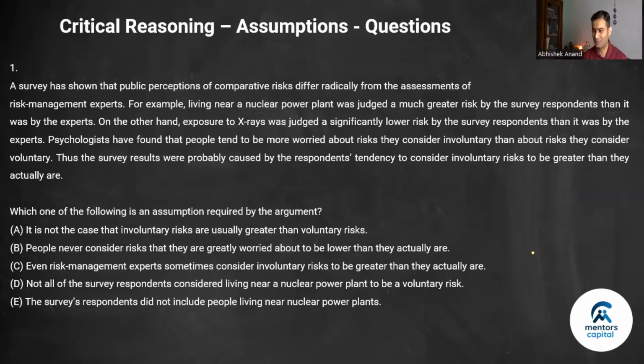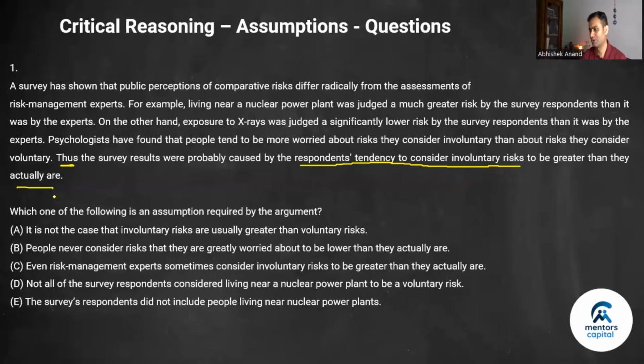Those who are coming here directly, you may pause the video, go through the question, and then listen to my answer. Okay. So which one of the following is an assumption required by the argument? So first of all, you need to understand what is the argument. The argument here is this. This is the argument, and the author is asking that this depends on what assumption. So basically, survey results were probably caused by the respondents' tendency to consider involuntary risk to be greater than they actually are. So this would depend on some assumption.